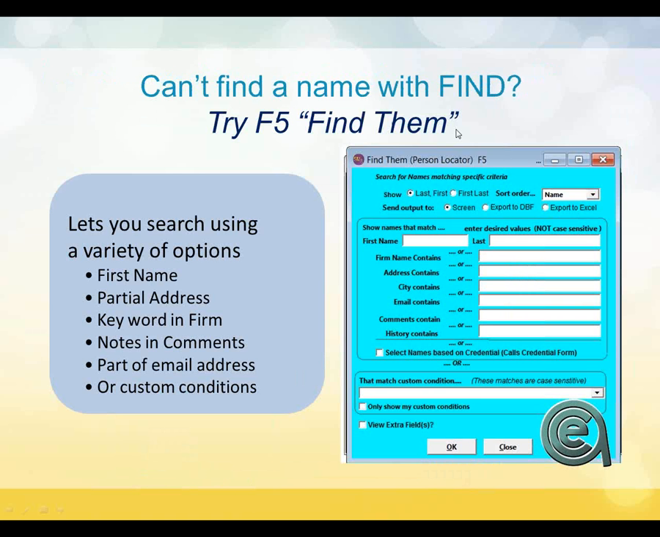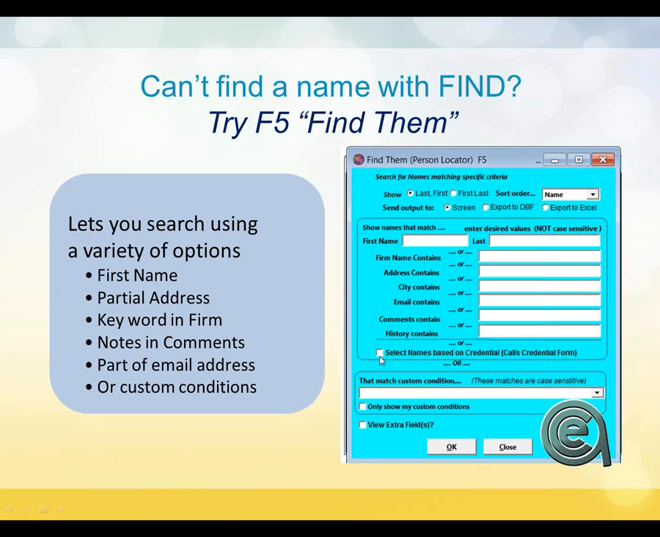All right, optimizing. If you can't find a name with Find, try the F5 key. The F5 key actually predates 8, and a lot of the things in 8 are now covered with this, but it does offer a couple of new things. You can search by elements in the address, by a specific city, and you can search the comments or the history fields, those great big text note fields that you might have been putting notes in.